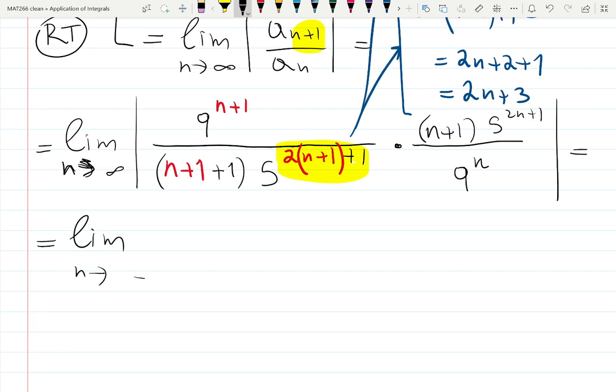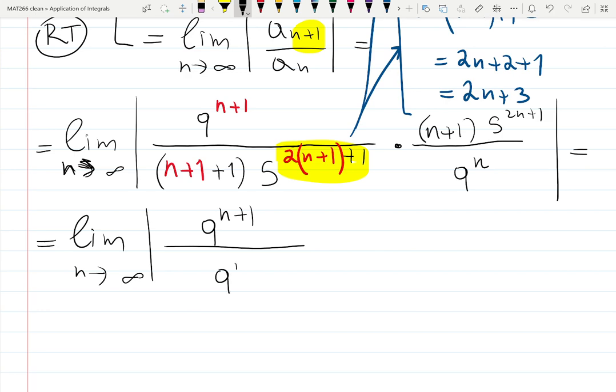Limit as n goes to infinity. What I'm recommending is to simplify and collect the terms that look alike. That's just smart. It will help you to simplify faster. So first, I will collect the exponential functions together. 9 to the n plus 1 over what?